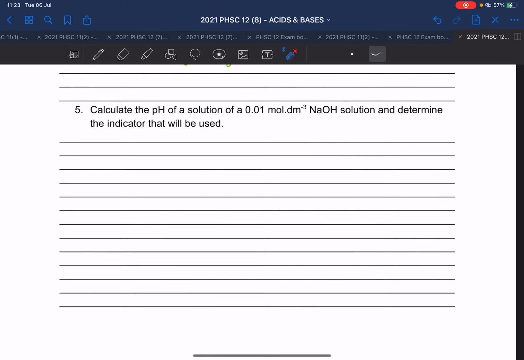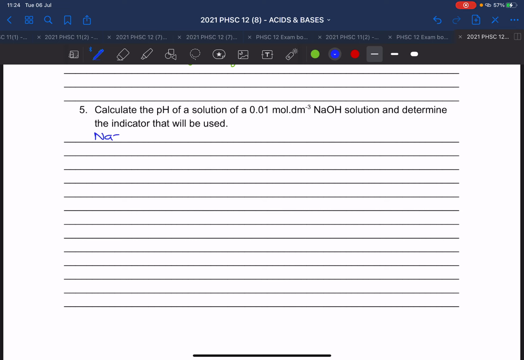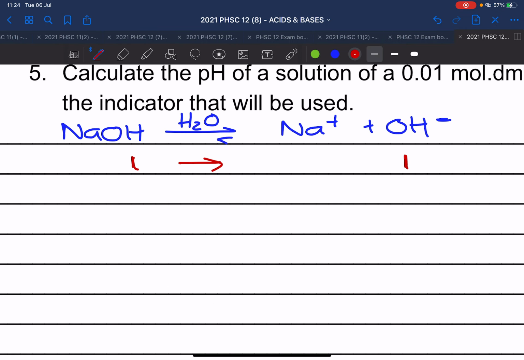So what we're going to do is we're going to say sodium hydroxide, it's a base, so it's going to dissociate in water, and because it's a strong base, it will dissociate almost completely. So you get the sodium ion and you get the hydroxide ion. You can see there, the ratio is 1 to 1. So because that concentration is 0.01, and because it's a strong base, and it dissociates completely, this concentration will be 0.01.